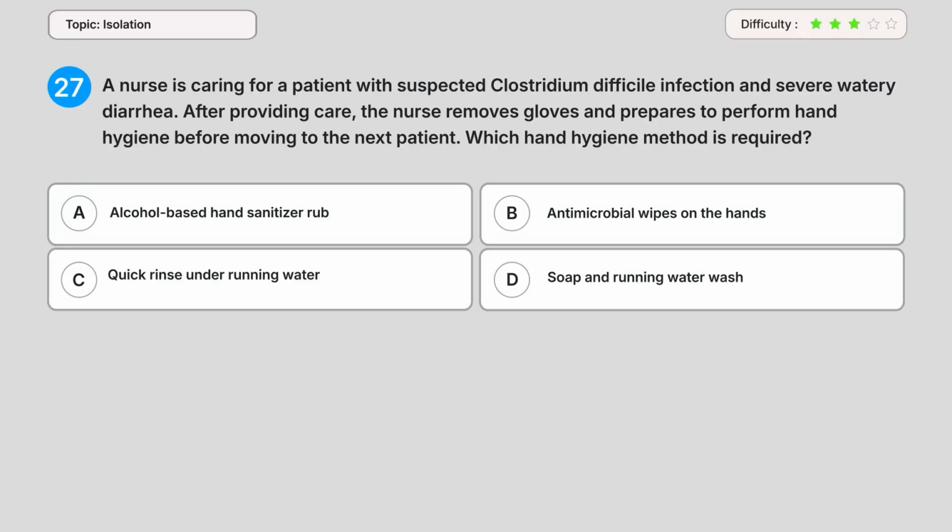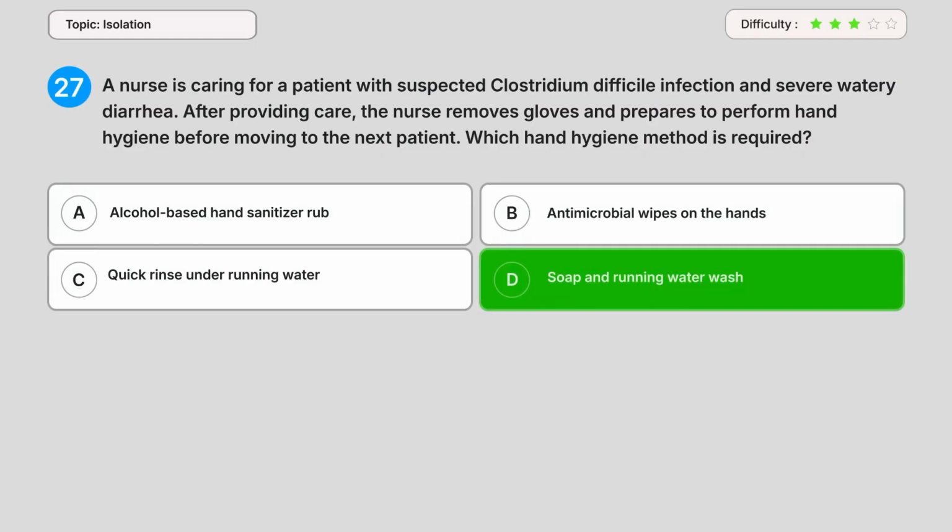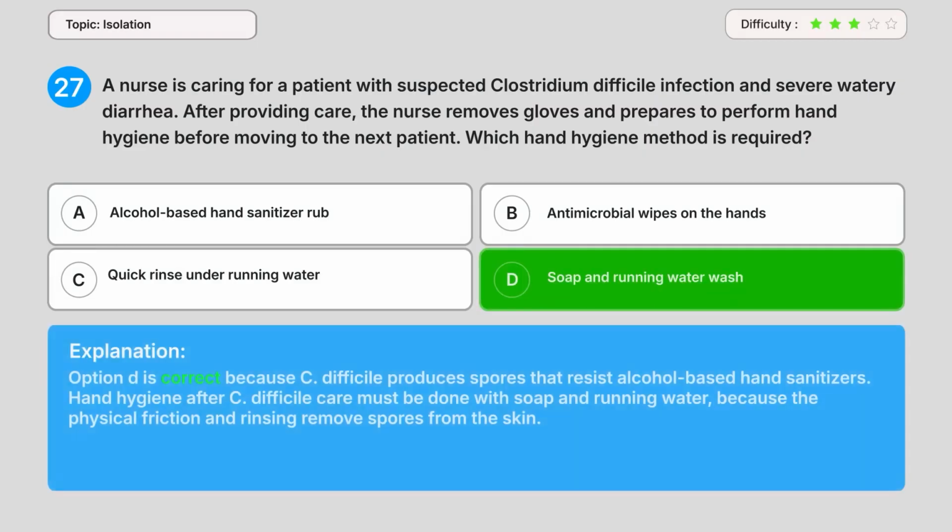Correct answer. D. Soap and running water wash. C. difficile produces spores that resist alcohol-based hand sanitizers. Hand hygiene after C. difficile care must be done with soap and running water, because the physical friction and rinsing removes spores from the skin.